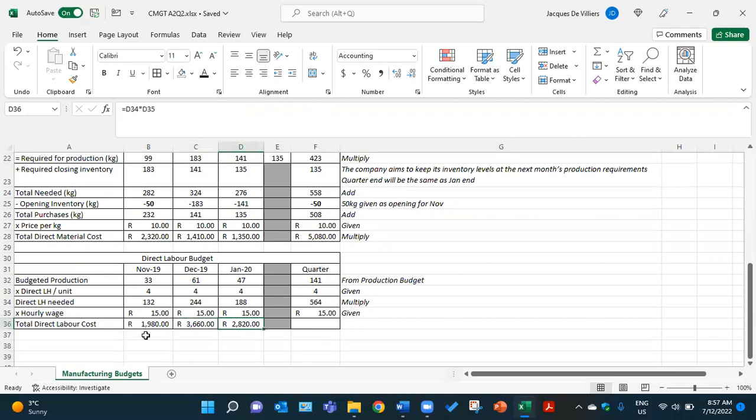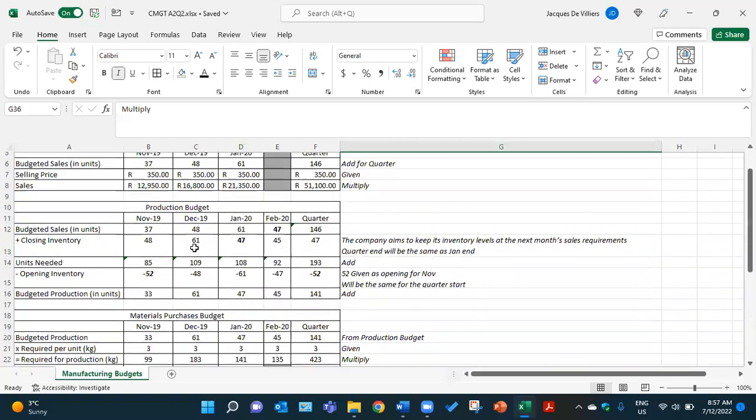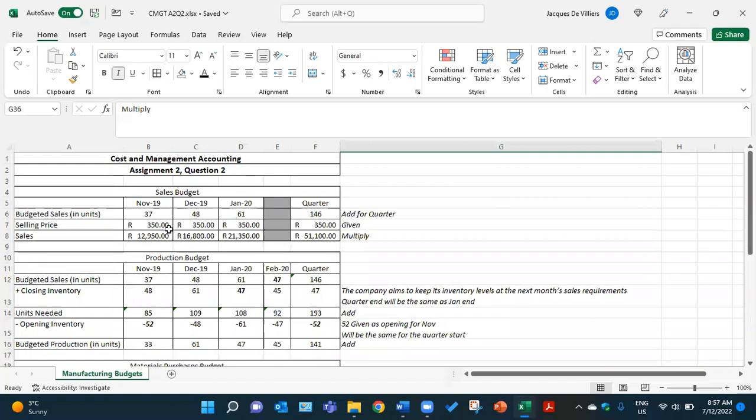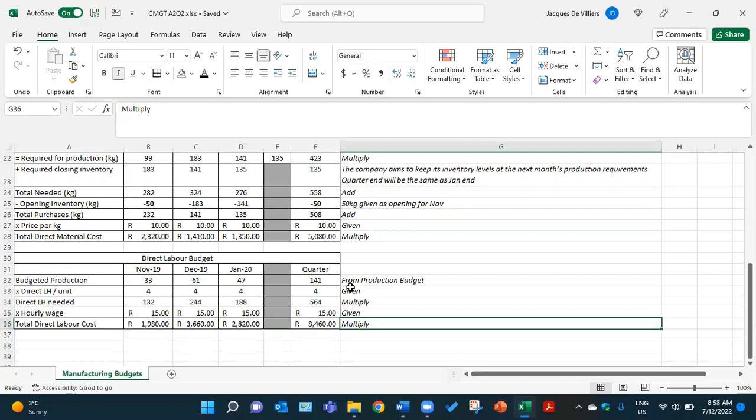And we look at the fact that we are paying him just under 2,000 in November, 3,600 in December, and 2,800 in January, and therefore 8,460 in the quarter. Okay, how did we get that? We multiplied it. Good, and that is all we do to complete the master budget in terms of its sales budget, the production budget, the materials purchasing budget, and the direct labor budget.